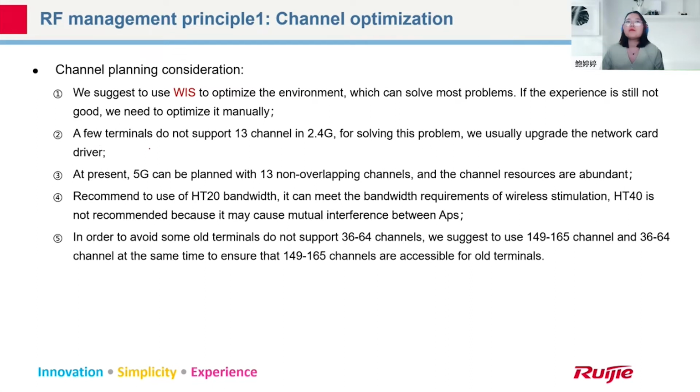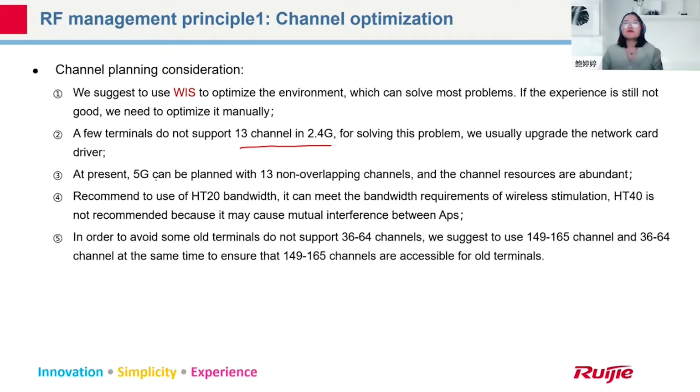And then a few terminals maybe do not support certain channels in the 2.4G. So pay attention about this part. This is a limitation of your terminal. Maybe you deploy one AP and choose channel 13, but your terminal cannot search it. Finally, you will find when you use your phone to test the result, you cannot see the SSID. So this one also maybe is a reason. And how to solve this? Maybe you can upgrade the network card driver, and then you can find the certain channel.